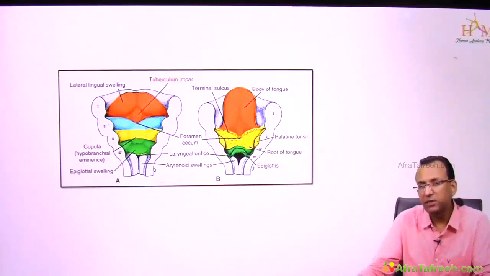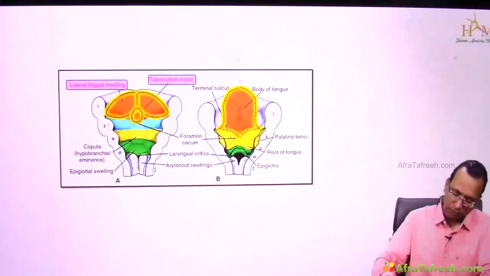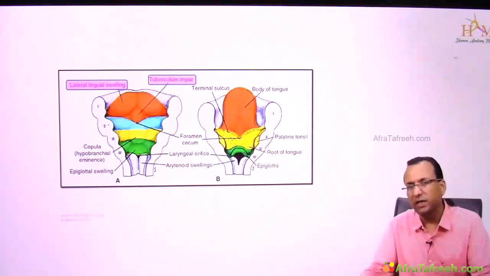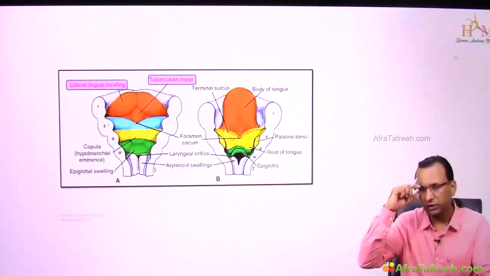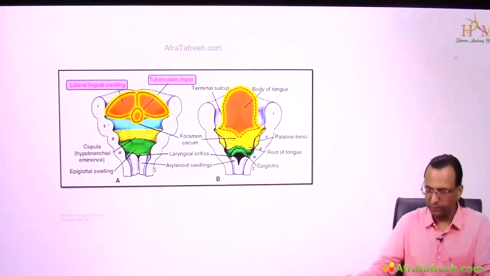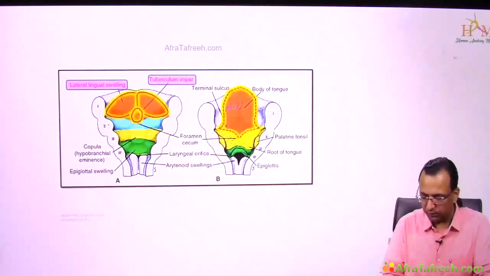This tuberculum impar in the midline is also from the first pharyngeal arch. In the region of the first pharyngeal arch, they will form the anterior two-third of the tongue. That orange color is the first arch, giving two lingual swellings, one tuberculum impar, and the anterior two-third of tongue.